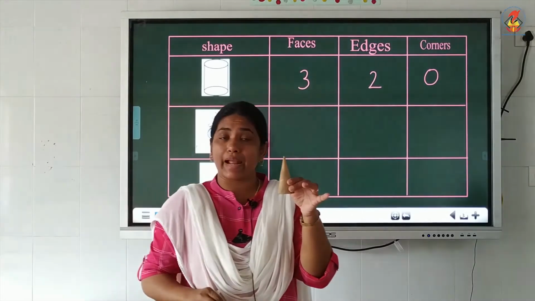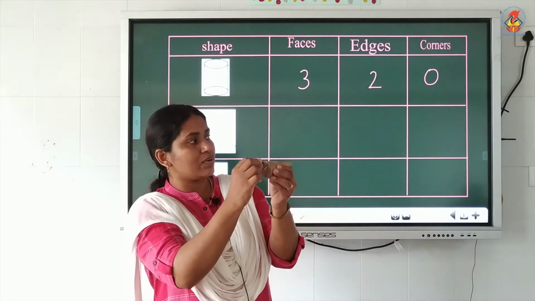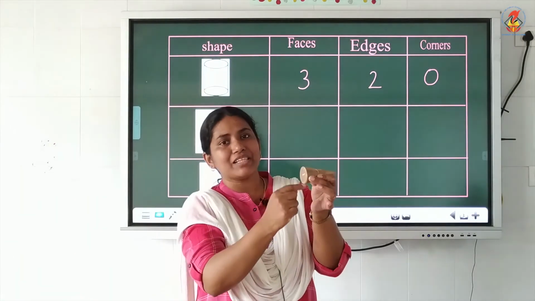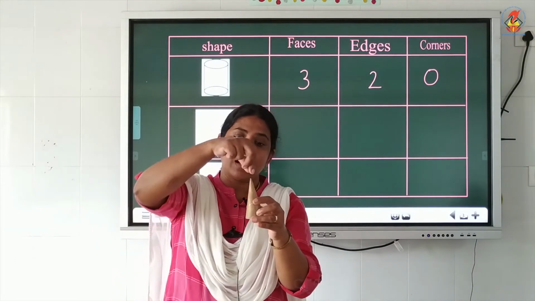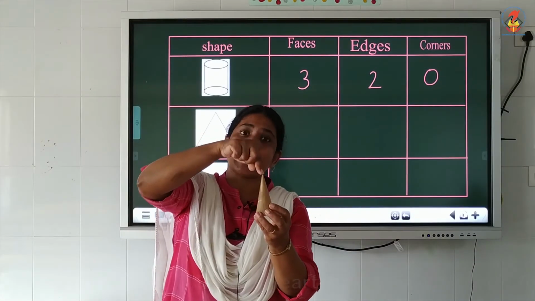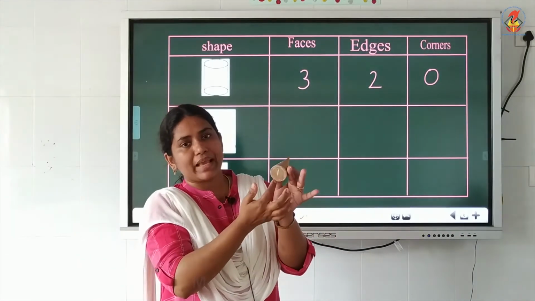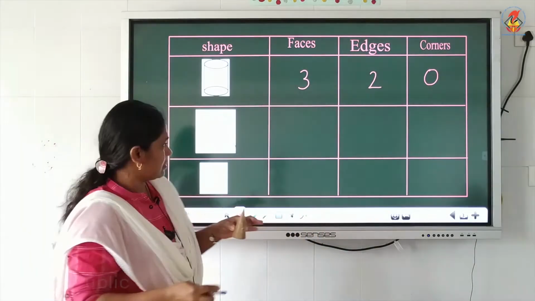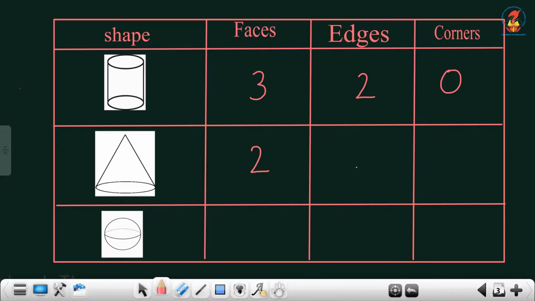Now what about the edge? How many edges are there? This first and second faces are meeting here. So this is an edge. Okay children. So 2 faces and 1 edge for a cone. What about the corner at the top? Here look, this sharp end is a corner. So for a cone there are 2 faces, 1 edge and 1 corner.